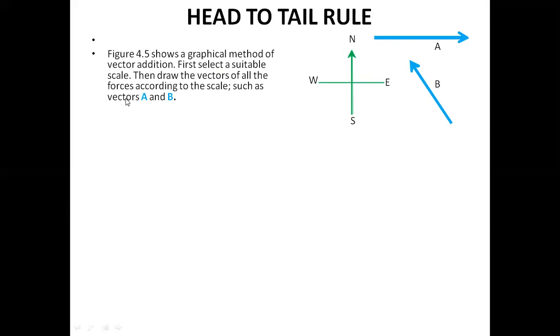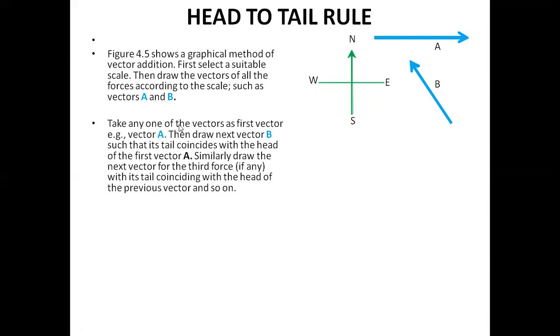Then draw the vectors of all the forces according to the scale, such as A and B, and these vectors A and B are to the scale. That means you can see them on a page. Take one of the vectors as the first vector, for example vector A, then draw the next vector, vector B, such that its tail coincides with the head of the first vector A. Similarly, draw the next vector for a third force, if any, but we only have two vectors, so we will add them both, with the tail of each coinciding with the head of the previous vector.